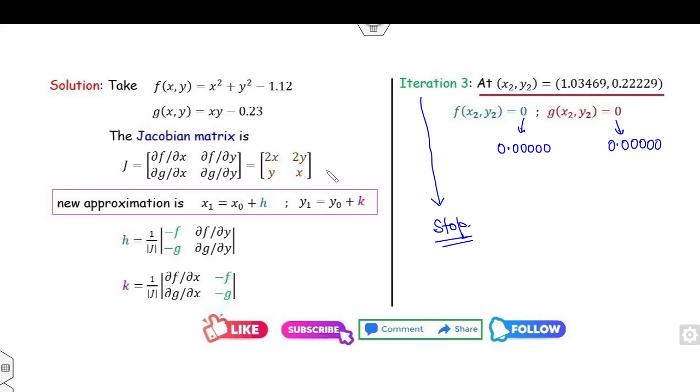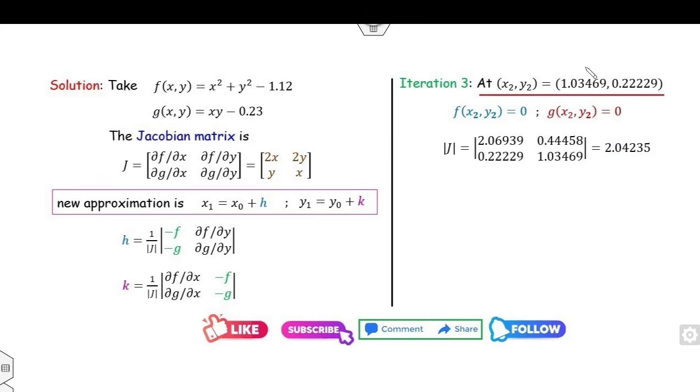Fine. Again you will calculate the value of the J at the point of x2 and y2. You can calculate the value of the h. So what is the h? First column you can replace with the negative of the f, negative of the g. Fine. And you can see that once you find the determinant, it will be 0. Similarly, h and k are 0.